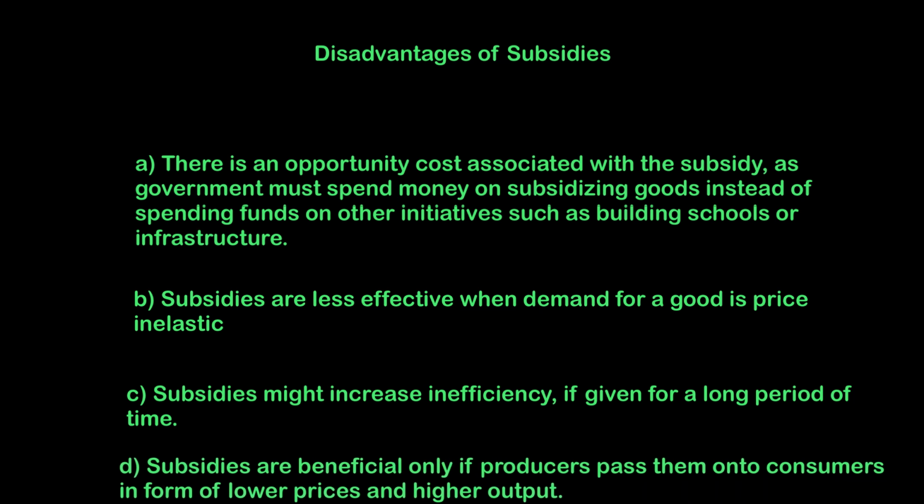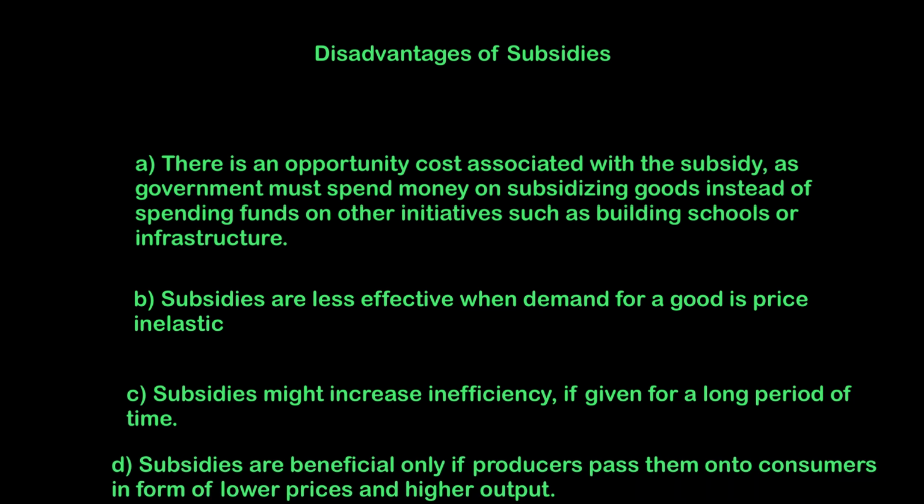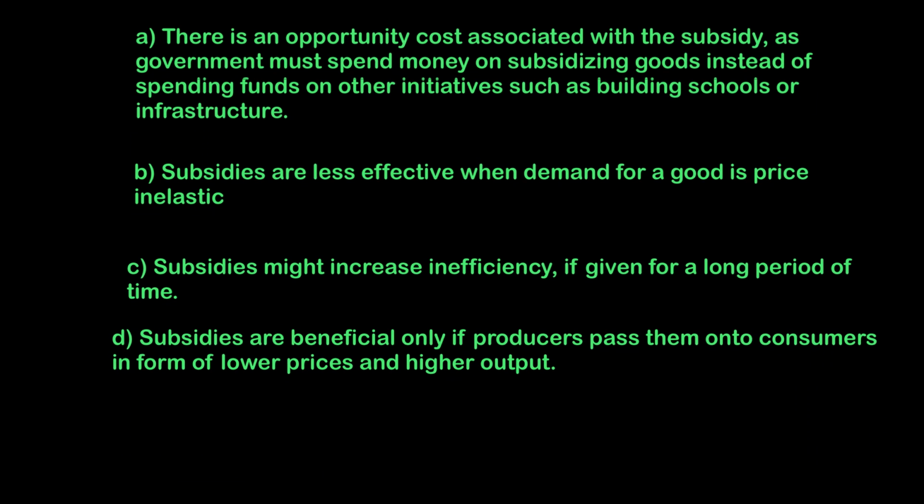Subsidies will only be beneficial if producers are passing it on to consumers. What if producers do not pass on the lower prices to consumers? Let's say schools are given subsidies and they do not reduce the fee for the students, which means that the government may need to, in such a case, allocate more resources in order to police and administer whether firms are properly lowering their price after subsidy or not.